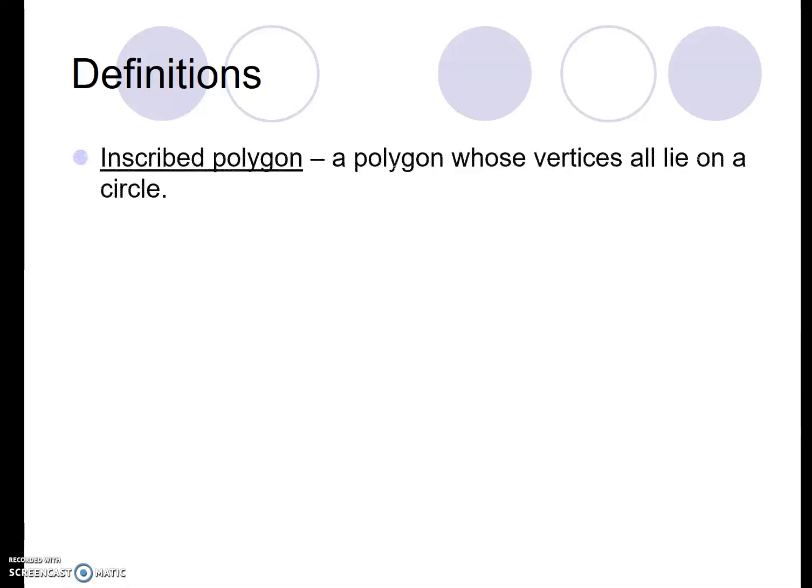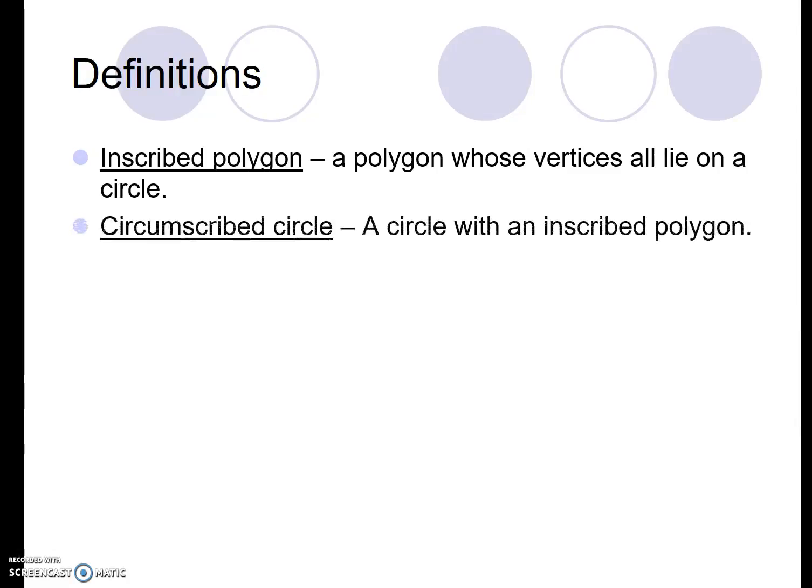Moving on here, the next thing we have are inscribed polygons. We're going to talk about two specifically, but an inscribed polygon is a polygon whose vertices all lie on a circle. And a circumscribed circle is a circle with an inscribed polygon. So I know that's a lot of circumscribed, inscribed words going on, but what we're going to have is a polygon inside a circle. That circle is considered the circumscribed circle.